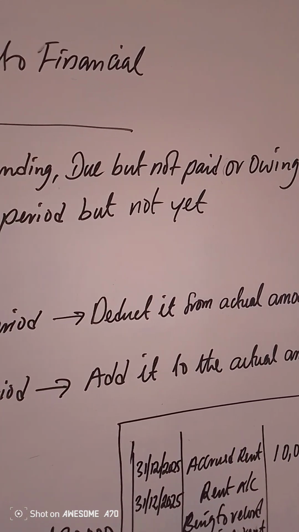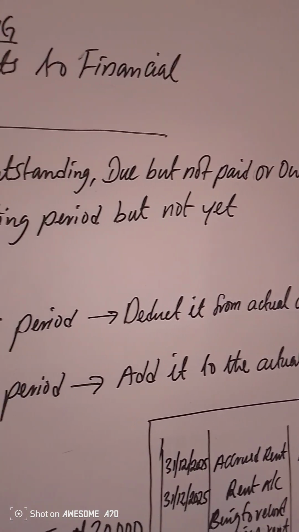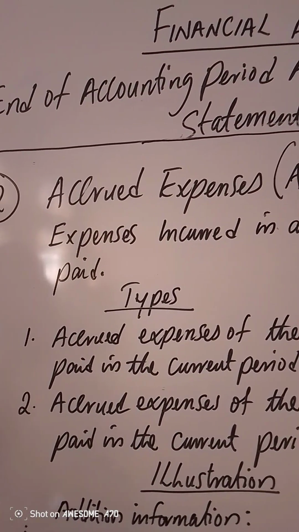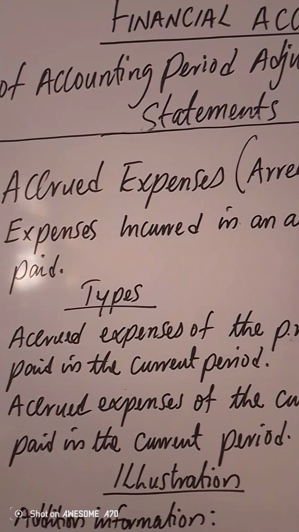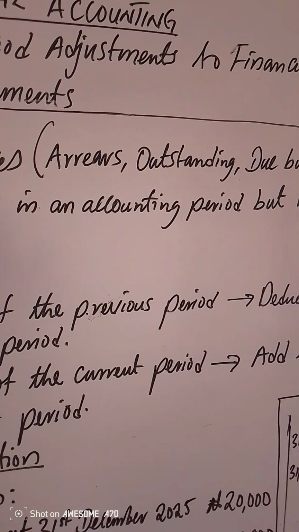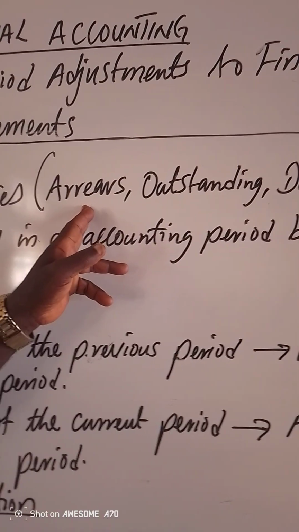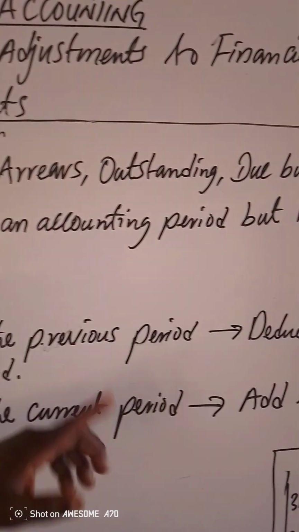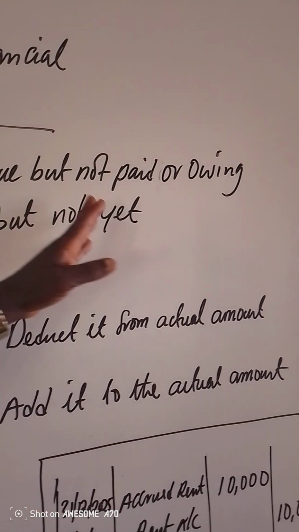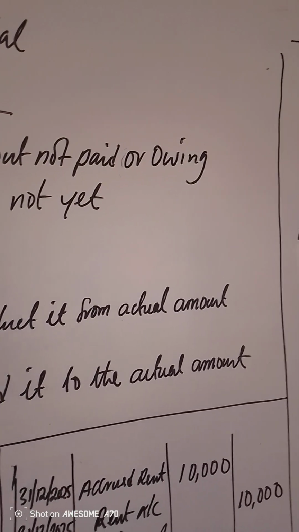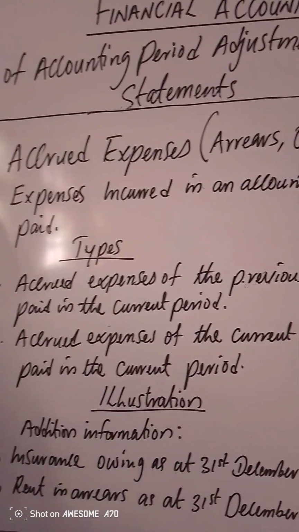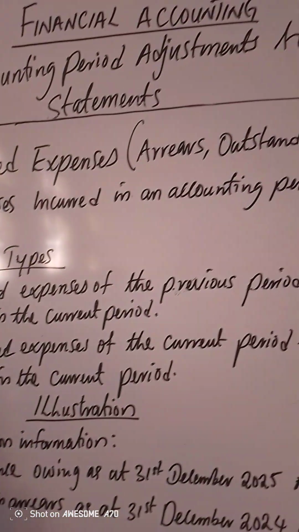There are other names that are attached because sometimes an examiner will decide to use any name, but whichever name is used, you should be able to know that we are still talking about the same thing. You can call it accrued expenses, or you can call it expenses in arrears, or you can call it expenses outstanding, or you can call it expenses due but not paid, or you can simply call it owing. So whichever of these names applies, we are still referring to the same thing, which is accrued expenses.